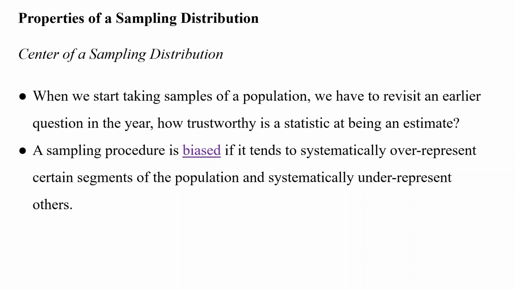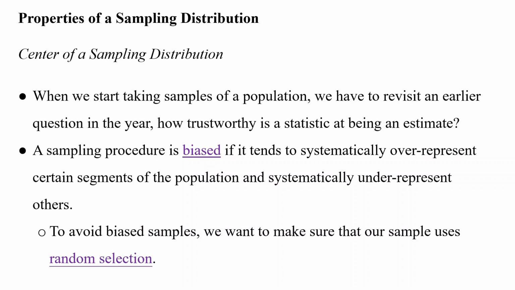So the example we talked about a few units earlier would be if you sent out a survey and your sample was people who responded to the survey. We have a potentially biased source of data because the people who are represented in our sample tend to be strongly opinionated one way or the other. They tend to have maybe a little bit more free time to answer a survey, et cetera. So they are overrepresenting certain segments of our population, which is why, to avoid biased samples, we want to make sure that our sample uses random selection.